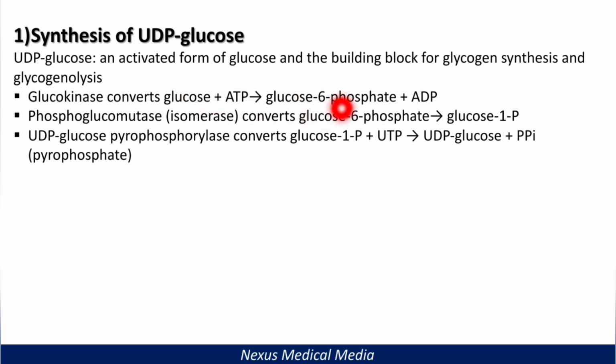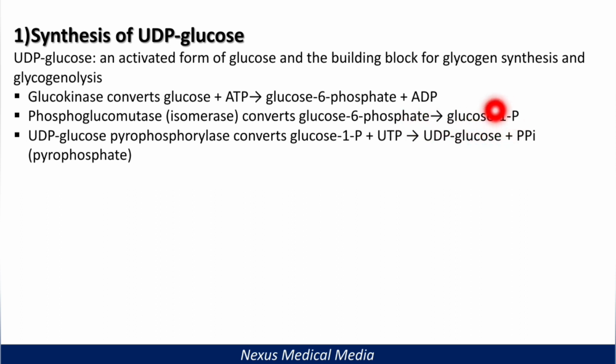Now you have your glucose 6-phosphate. This is what you need. This will be changed to glucose 1-phosphate. It's just moving the phosphate from carbon 6 to carbon 1. The enzyme responsible for this is called phosphoglucomutase, or just an isomerase, because glucose 6-phosphate and glucose 1-phosphate are just isomers, just changing the position of the phosphate.